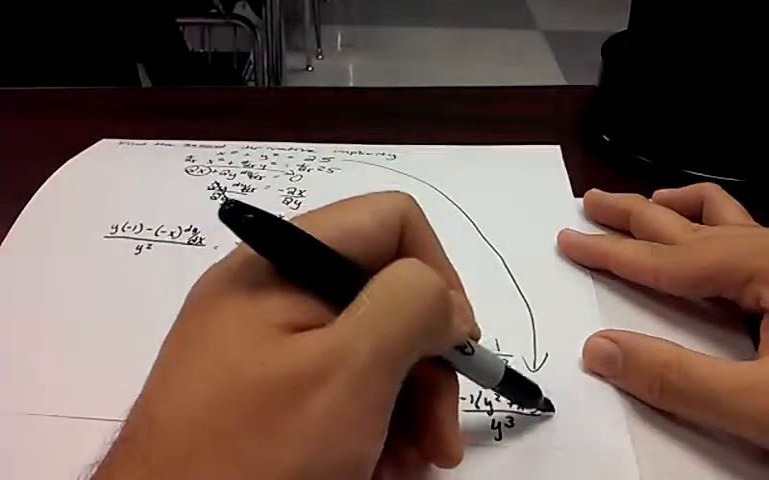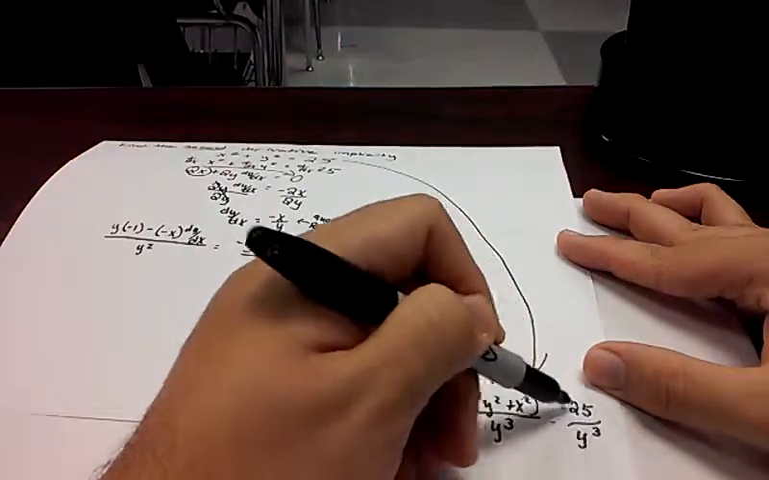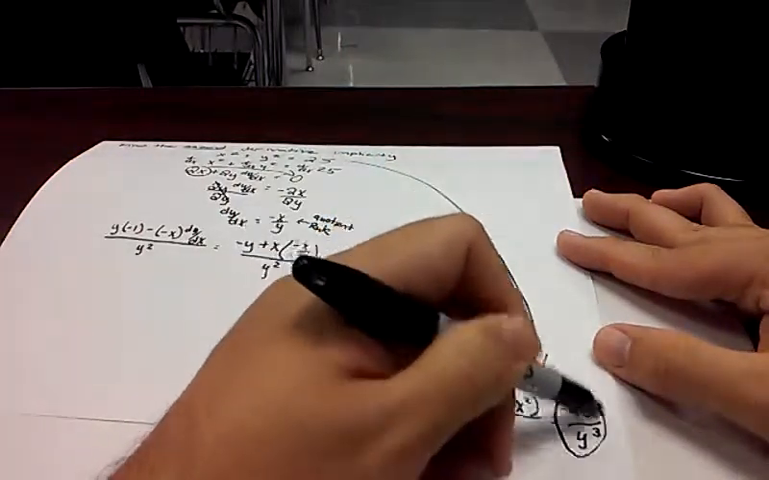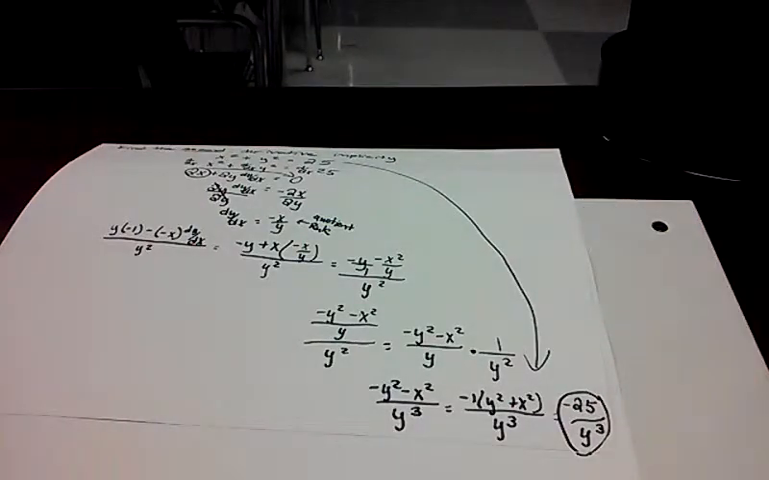25 times a negative 1 is going to leave me negative 25 over y cubed. And that would be the second derivative. And you can breathe a sigh of relief because that is an extremely long problem.